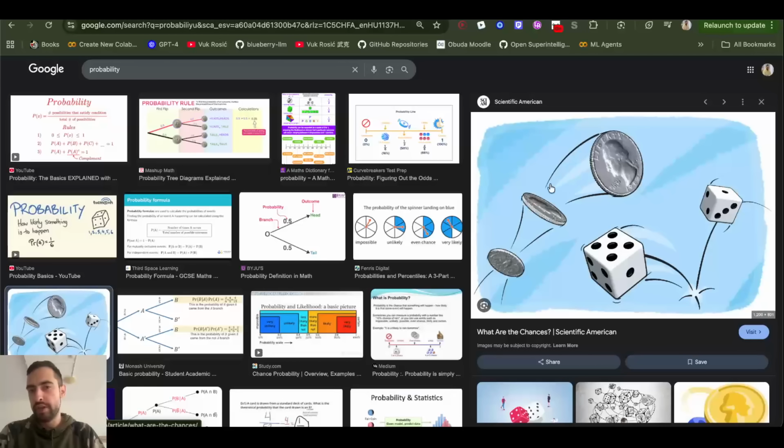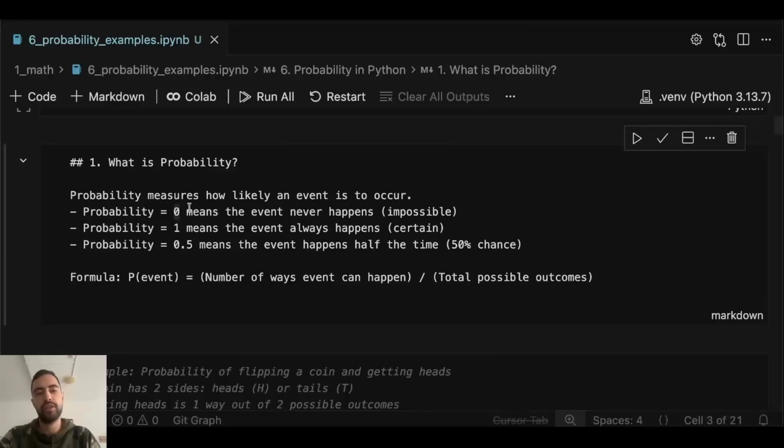So you have a coin. Let's assume it's a fair coin. You flip it, you have 50% chance to get heads, 50% chance to get tails. Or you roll a dice, 6 sides, so you have 1/6 chance for any particular side to be rolled. Probability measures how likely an event is to occur.